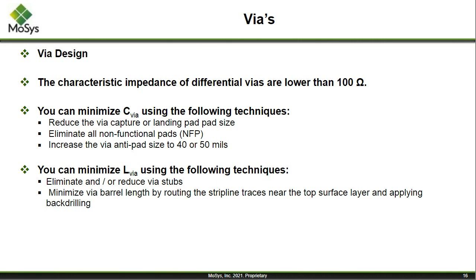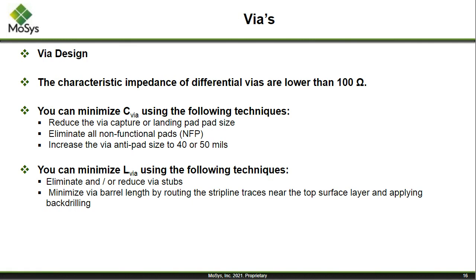So what you want to do is reduce the via capacitance by reducing the size of the capture pad, the landing pad that the ball of the BGA is going to land on. You also want to make sure that internally there are no non-functional pads. You want to clear those out, and minimize any discontinuities of the trace to the via itself. Then there's the anti-pad, which is the clearance around the landing pad itself. You want to increase that to 40 or 50 mils. It spreads things out, so you're not getting as much capacitive effect associated with the trace around it.